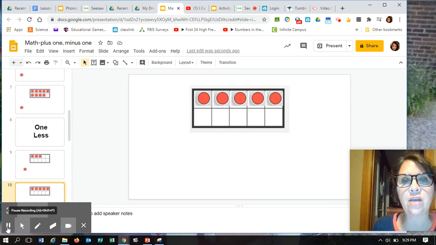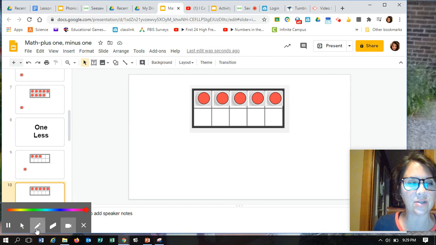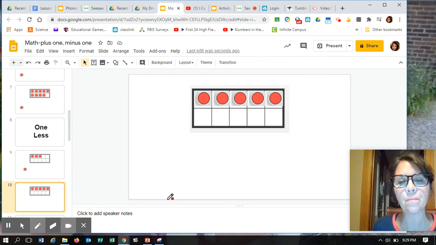Okay, now you're going to get a chance to practice with me. So we're going to look at our 10 frame here and write on our boards how many red circles we're starting with. So write that down. Okay, so we said 5, right? So I'm going to write 5. So we're starting with 5.